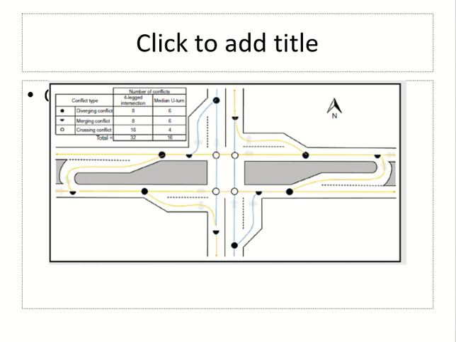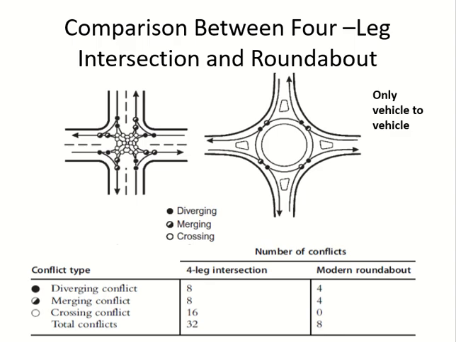So this one, the normal four-leg intersection, where all the left turnings are open. For this one we already know 8 diverging, 8 merging, and 16 crossing. So the total is 32. For normal four-leg it is 32. Got it? It cannot change, right? Because this is part of the geometry of the intersection. It cannot change until you put some signals or something.